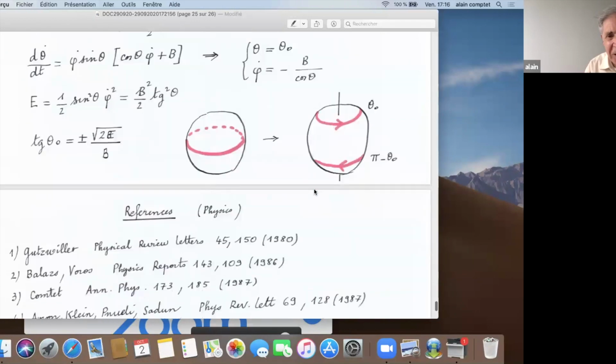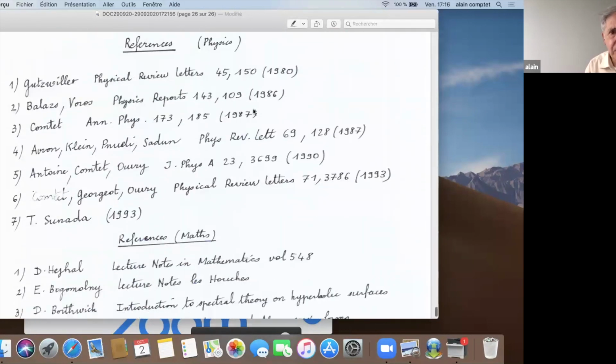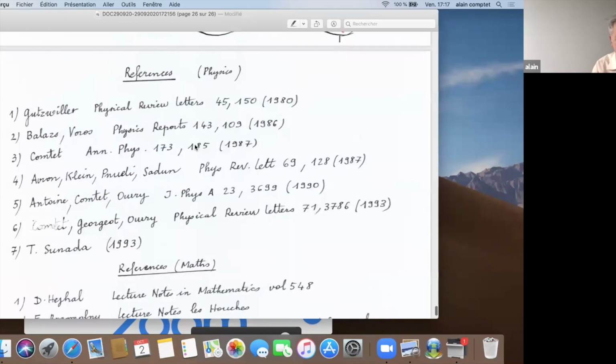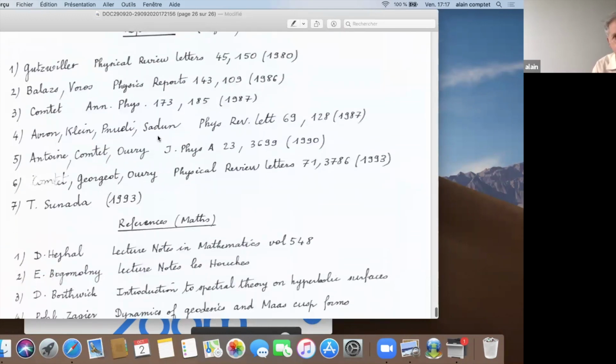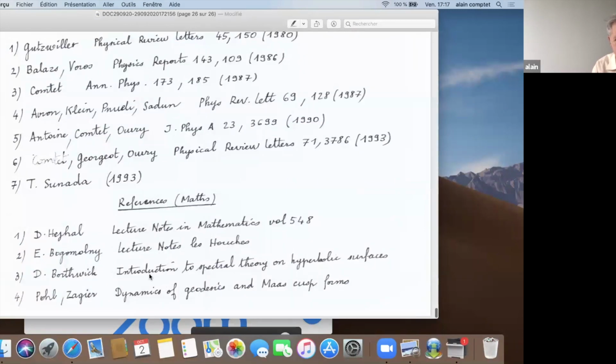Okay, I will close with some references. Gutzwiller's papers are really very interesting, and in my opinion he is the one who made the most interesting progress in this field of chaotic dynamics in this context, and especially the link with negative curvature. There is a review paper of Balázs and Voros, which is very good, in the old Physics Reports. And there are various papers quoted here. There is a paper of Avron, Klein and Pnueli on the hyperbolic torus, and also some maths references which are here.